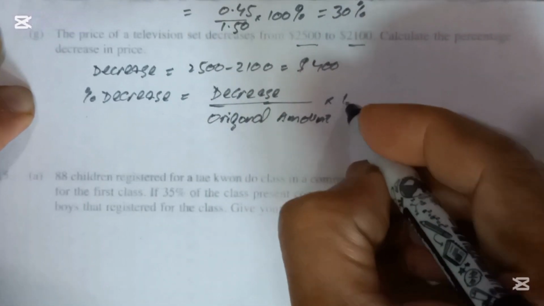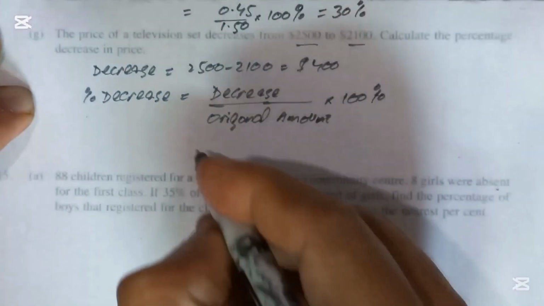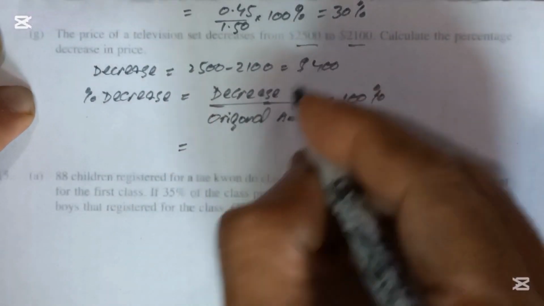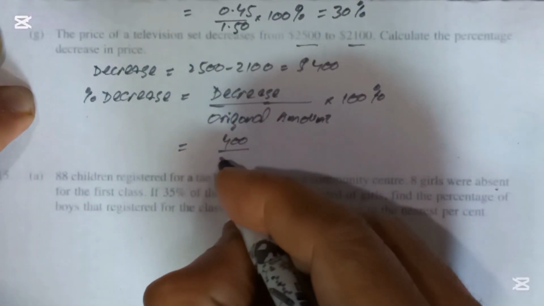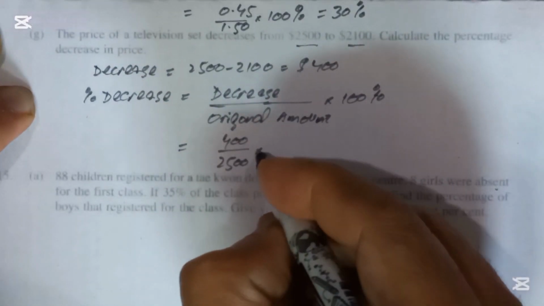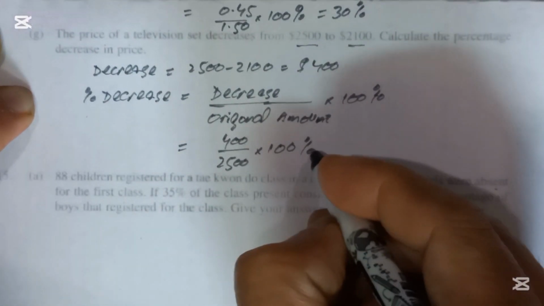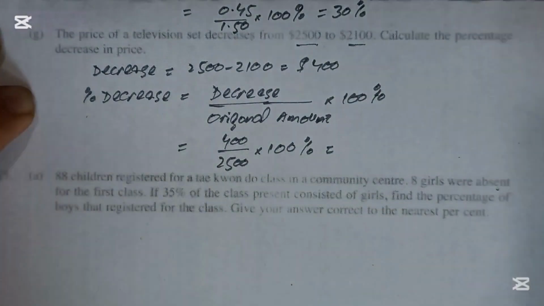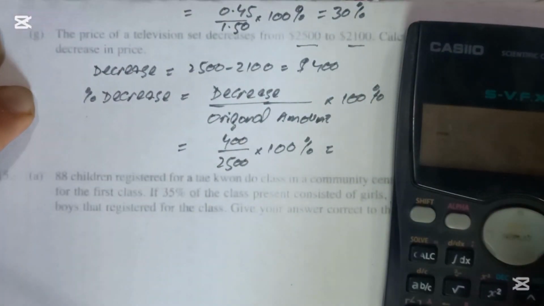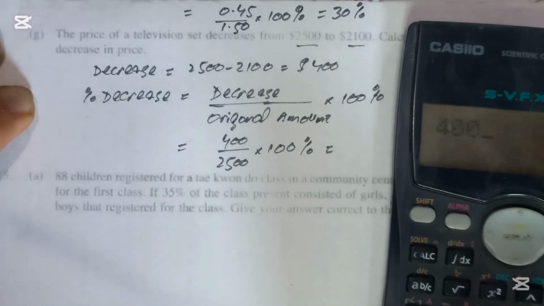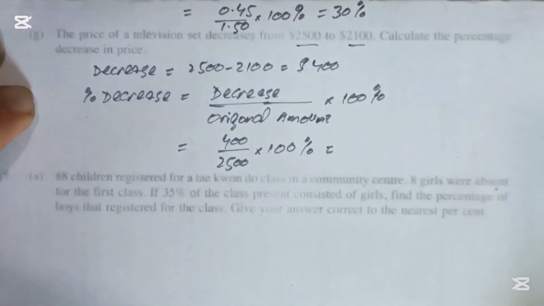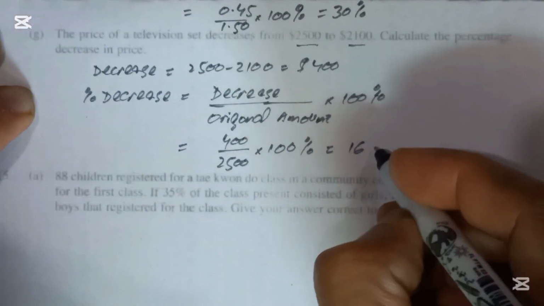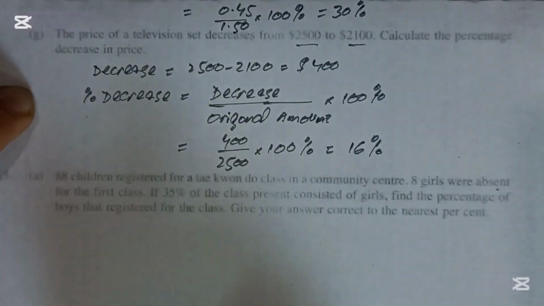multiplied by 100%. Now we will put values in the formula. Decrease is 400. Original amount is 2500, multiplied by 100%. So solve it on the calculator now. 400 into 100 will be 40,000, divided by 2500 will give the answer, that is 16%. So 16% is the percentage decrease.